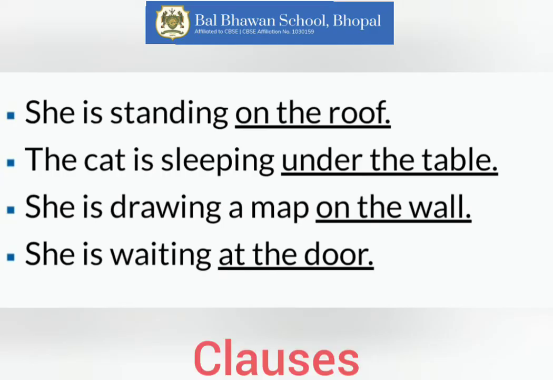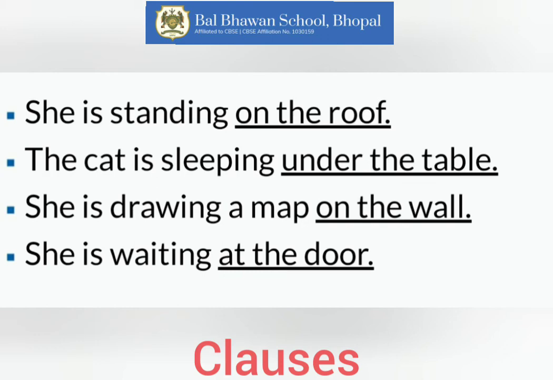Let us go back to the sentences that I just shared. She is standing on the roof. Now look at the first part of the sentence. She is standing. It is a clause. It is a complete sentence of its own. Look at the first part of the next sentence. The cat is sleeping. The cat is sleeping is yet another complete sentence.